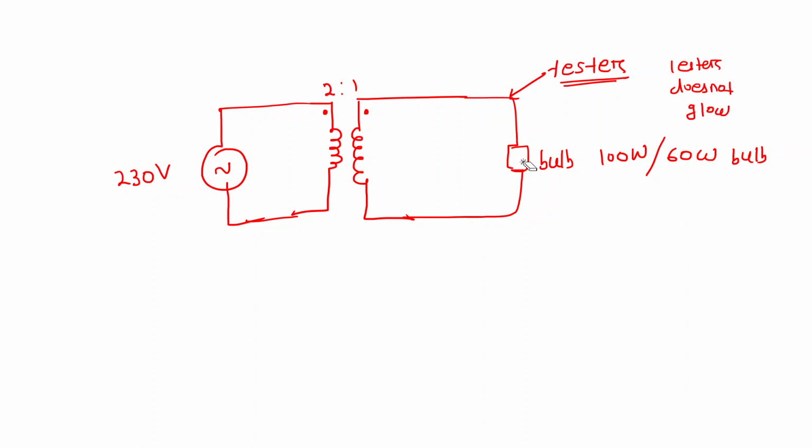But when he removed that bulb, now the bulb is not there. Now this is open. Now he put a tester at this point. Then the tester glows. And obviously this is the negative point.